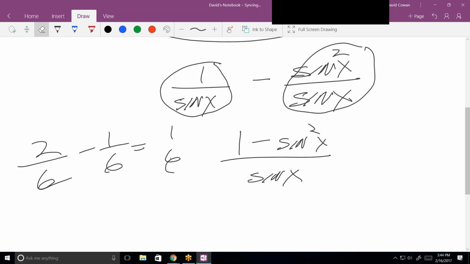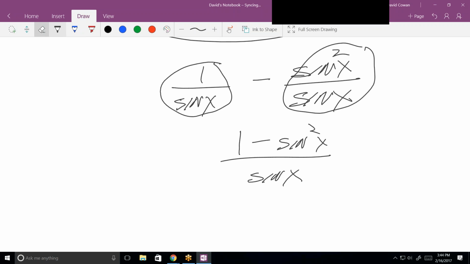Okay? So always remember, subtraction and addition is actually much harder than multiplication. Multiplication and division is a piece of cake compared to addition and subtraction. When you add and subtract fractions, you've got to find a common denominator. When you multiply, all you do is multiply numerators, multiply denominators, you're done.